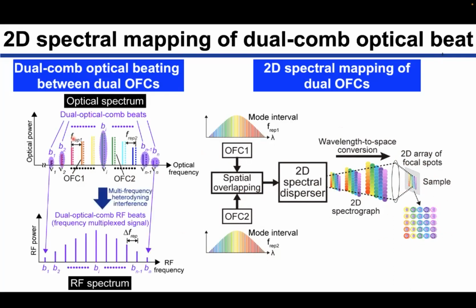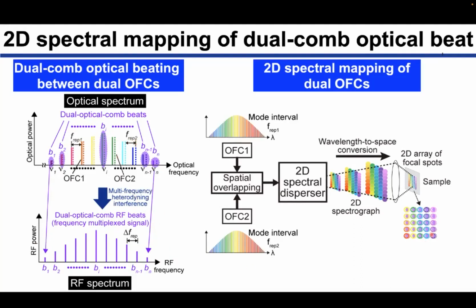In the frequency domain, the two adjacent modes of OFC1 and OFC2 generate an optical beat signal between them in the RF region, highlighted by purple color. So this is a dual optical comb RF beat. It is a frequency multiplex signal separated by delta f_rep, where delta f_rep is the frequency difference between f_rep1 and f_rep2.